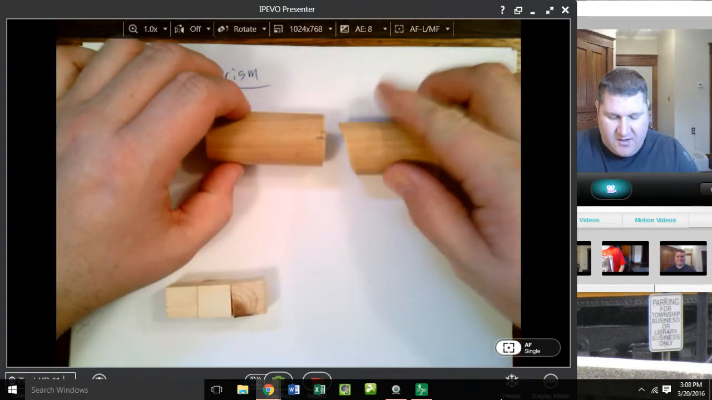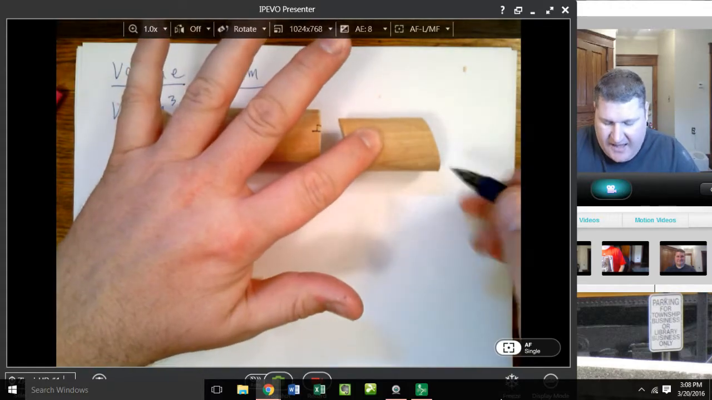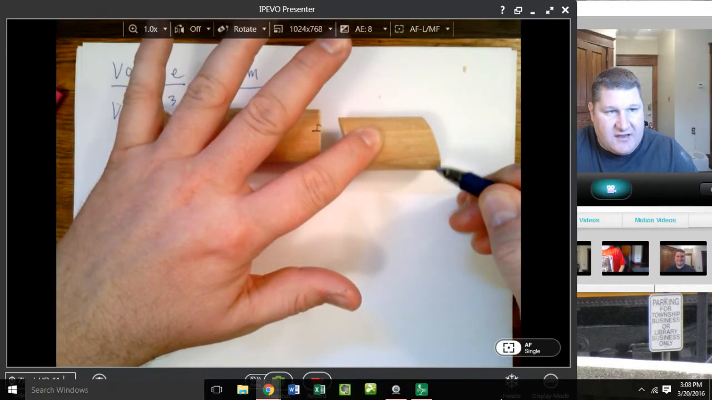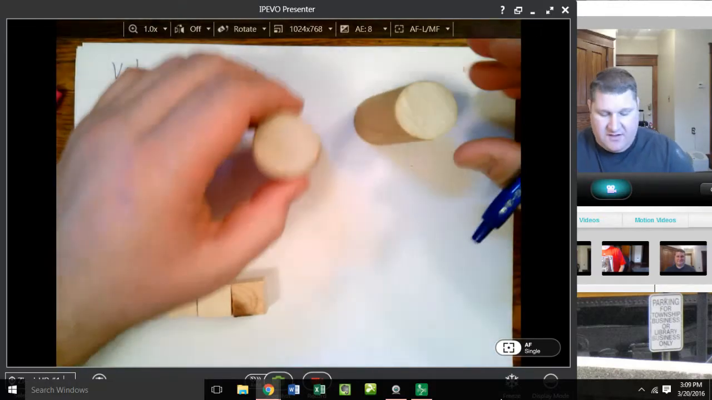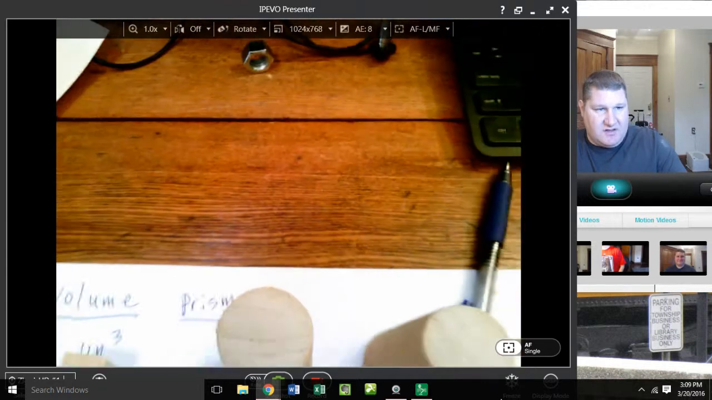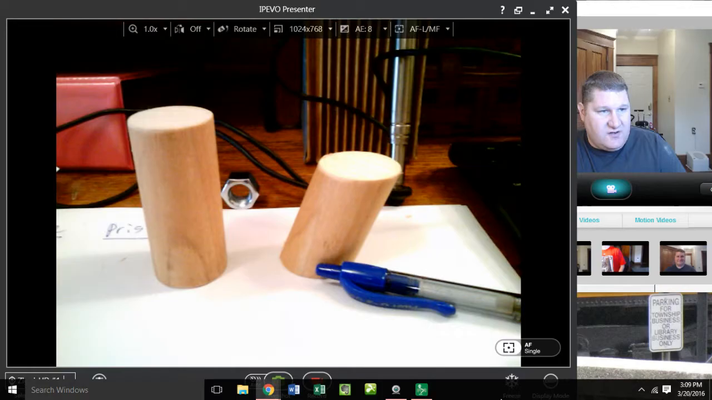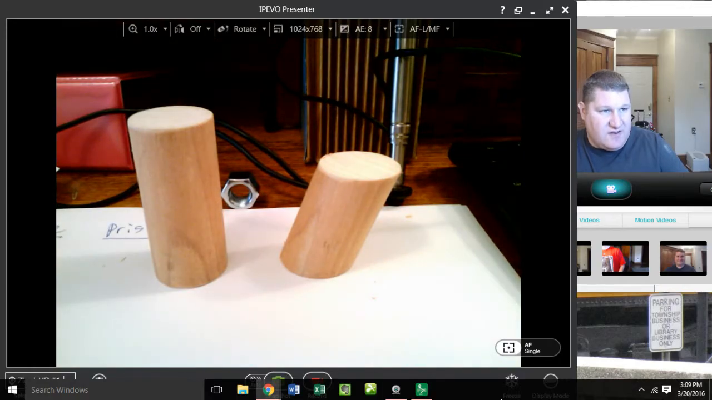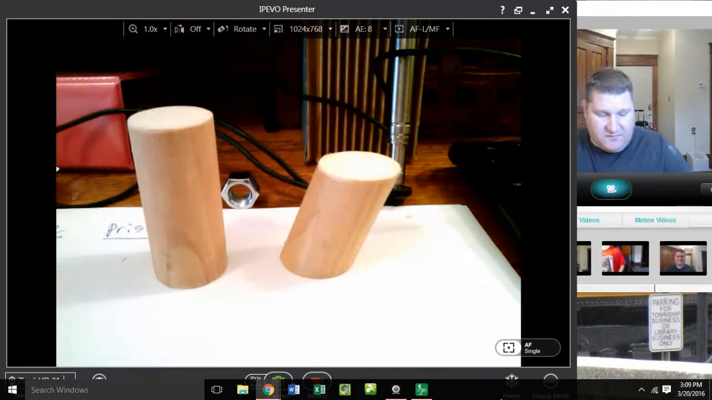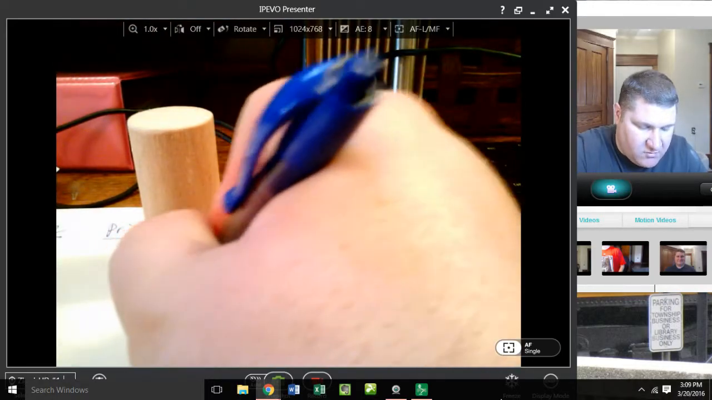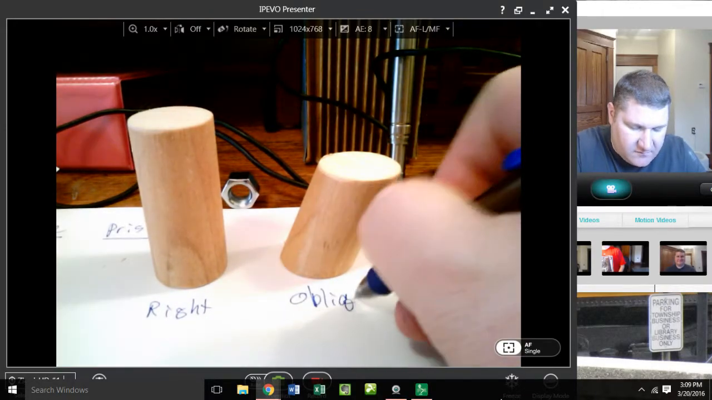This is an example of not a right cylinder. You'll notice this has off at an angle. So this angle right here is not straight, and it makes sense. So if I stand this one up and I stand this one up, well, let's take a look at them again. If I take a look at them, one definitively stands up straight, the other one does not stand up straight. So right prism, oblique prism. So let's go ahead and put those down. Let's call that a right prism, and this is an oblique prism.